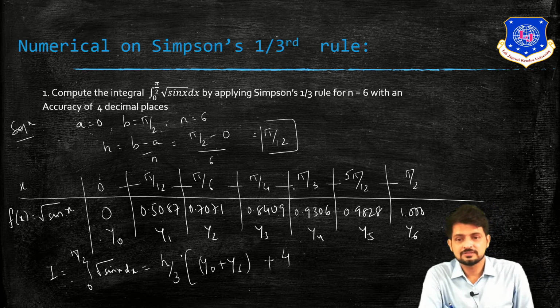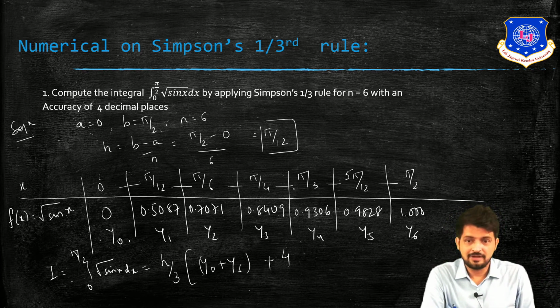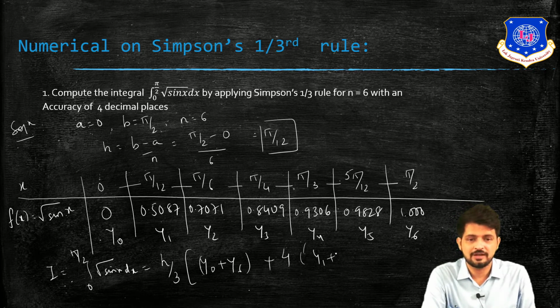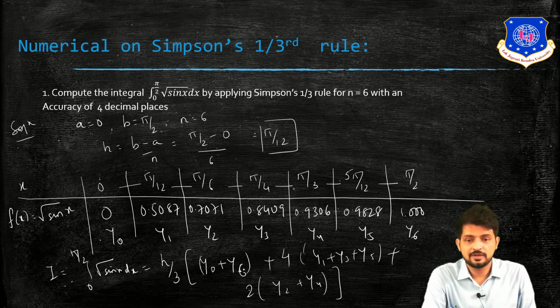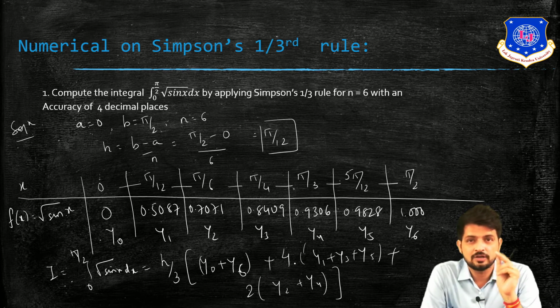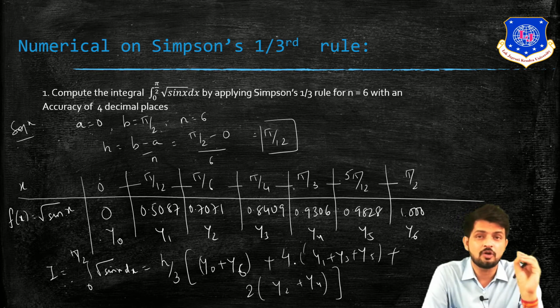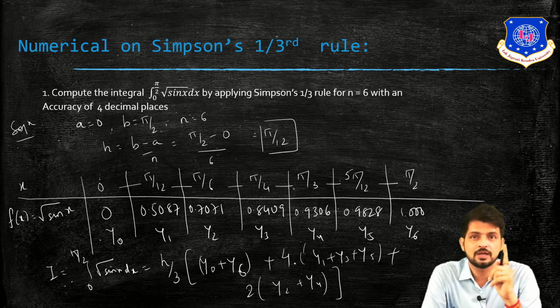Why? Because if you start from y1, then y1, y3, y5 will be totally different values that we have to take here. Here we have to take 4 into odd and 2 into even. So 4 into odd means y1, y3 and y5 we have to take. And 2 into even: which are the even? y2 and y4. We are not taking y6 because we have already taken y6 as the last term. Make sure that the value of y is not repeated. We have to take all the values only one time.